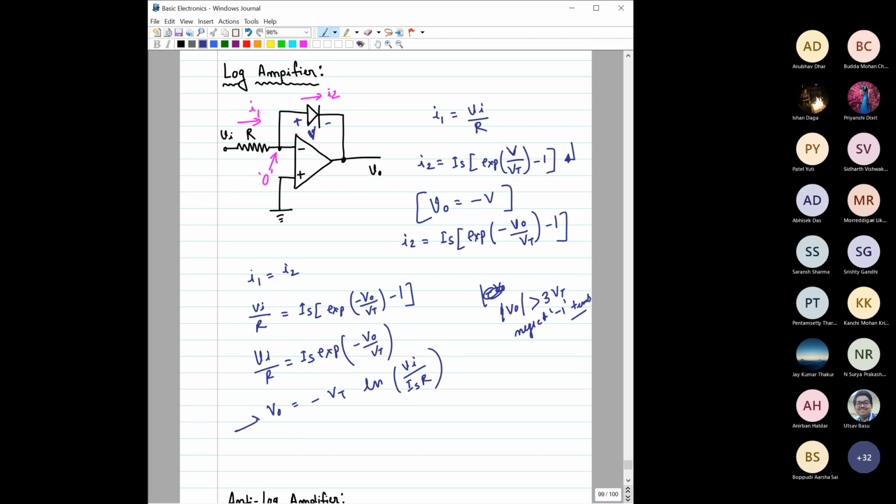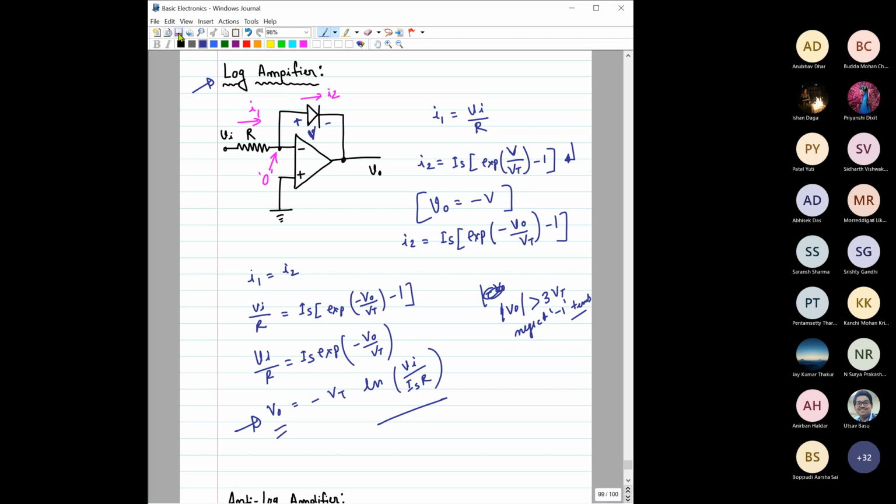So you see the expression of output voltage for this case. The expression clearly shows that the output voltage is related with the input voltage by an ln function, which is basically a logarithmic function. So that is quite clear. Then from this it is quite clear why this type of amplifier is called the log amplifier.